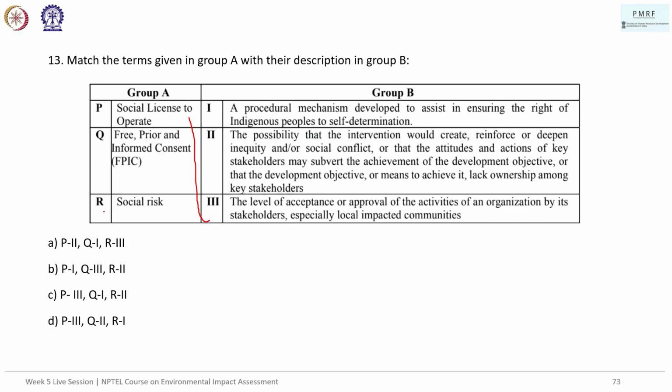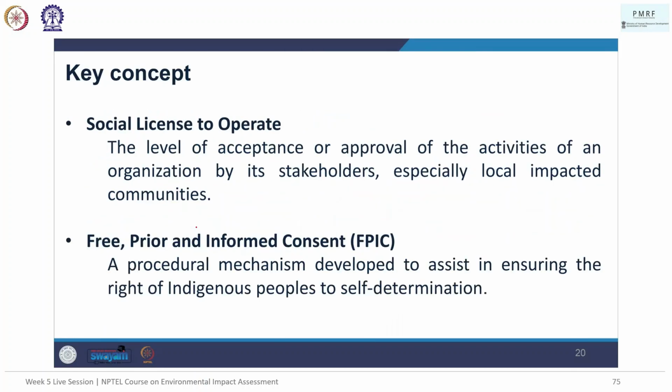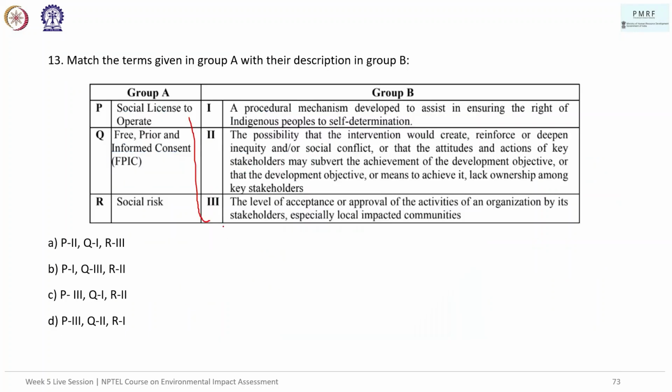Right. So free, prior, and informed consent is a procedural mechanism developed to assist in ensuring the right of indigenous people to self-determination. Right? So Q will be 1.